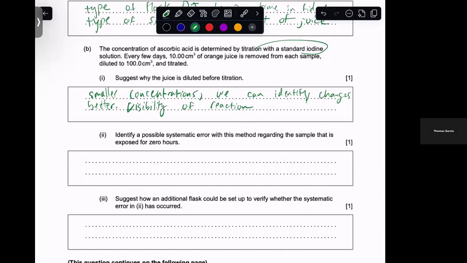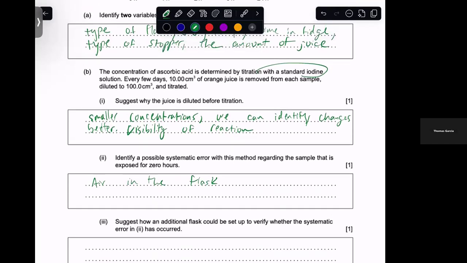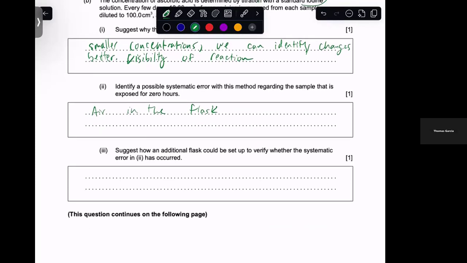All right, identify a possible systematic error with this method regarding the sample that is exposed for 0 hours. Well, there is already air in the flask. So already from the start, we're talking about ascorbic acid that has some connection to air, some part that is already likely going to be oxidized in some way, shape, or form. So we can't fully remove the exposure from the air. Suggest how an additional flask could be set up to verify where the error has occurred.